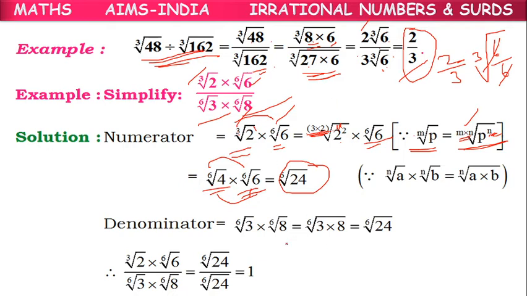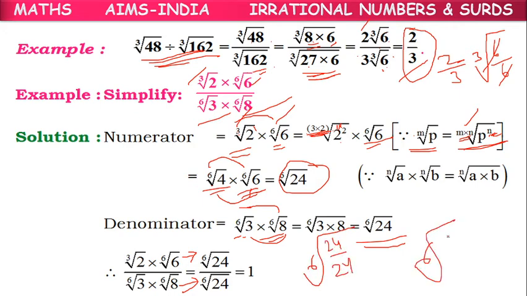Next, the denominator. 6th root of 3, 6th root of 8. Both of them have the same root. We can multiply. 3 times 8 is 24. So the numerator value is 6th root of 24, and the denominator is 6th root of 24. We can write under the same root, 6th root of 24 by 24. Cancel. 6th root of 1 is equal to 1, because any root of 1 is always equal to 1.